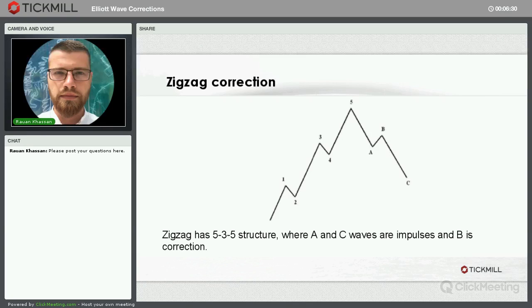Going forward, we are going to start with a zigzag correction, which is easily described as an ABC model on the right part of the same screen. So zigzag is one of the most common correction structures in financial markets and the forex market specifically. It has a 5-3-5 structure. That means that waves A and C are impulses and wave B is a correction. What does it mean?